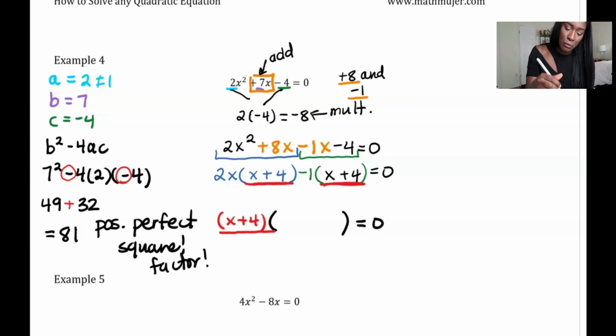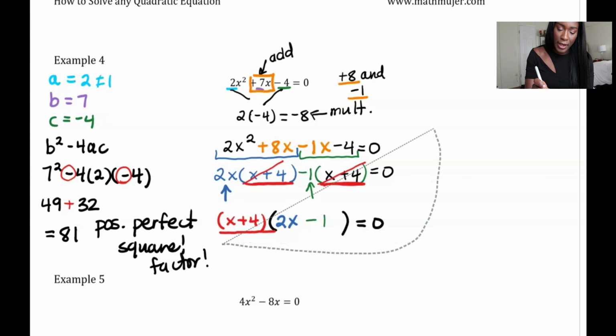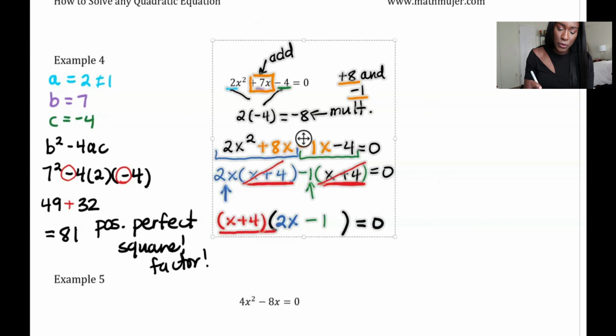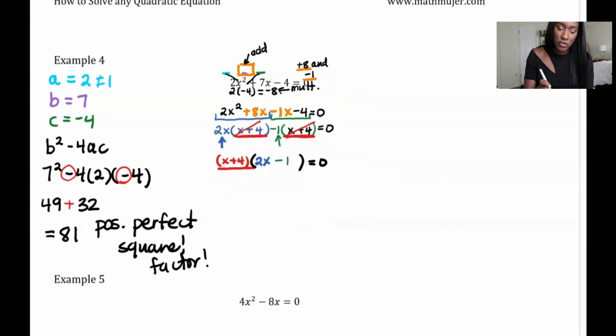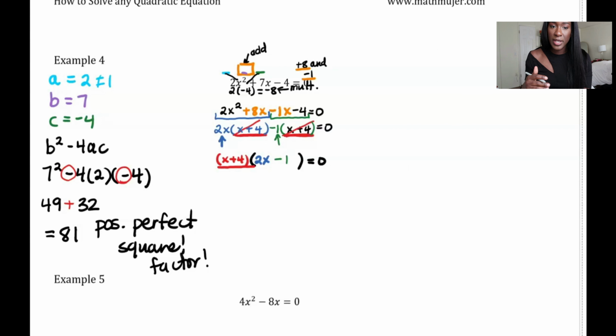The blue, when we pull out the x plus 4, just left us with a 2x, this 2x. The green, when we pull out the x plus 4, leaves us with a -1. That -1. So now I have the quadratic factored, and now I'm ready to go ahead and set both of my factors equal to 0. I'm just shrinking that down.